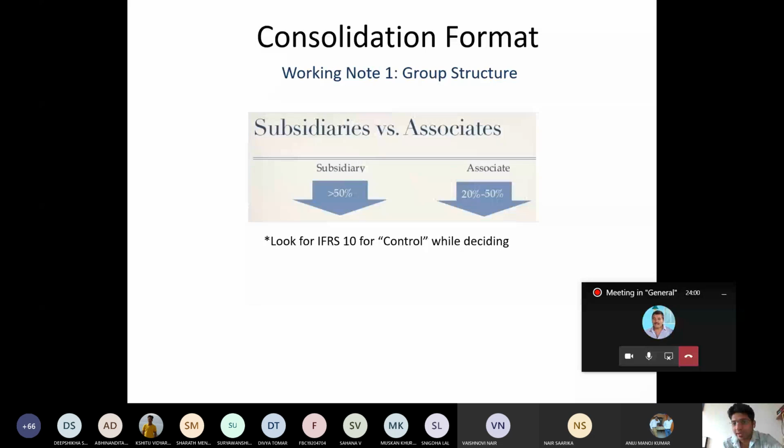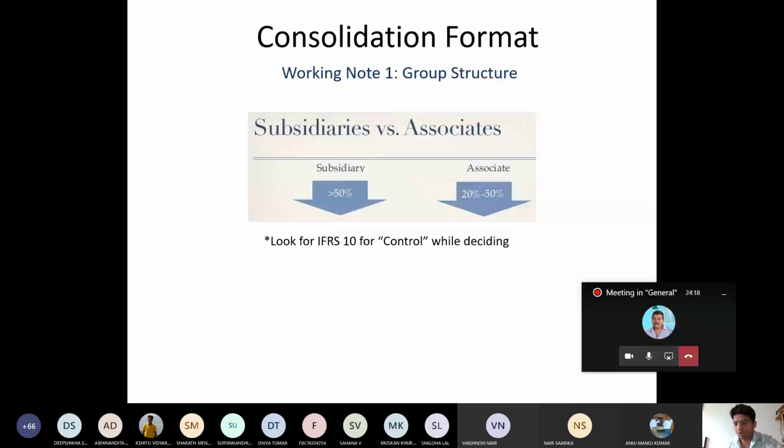Okay, so we'll look at that also, whether control is established or not. If control is established, then obviously it is a subsidiary company or an associate company. But in F9, everywhere we'll assume that control has been established, if it is not specifically given.